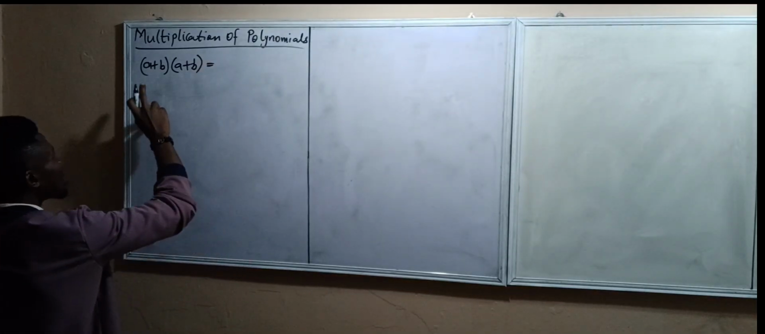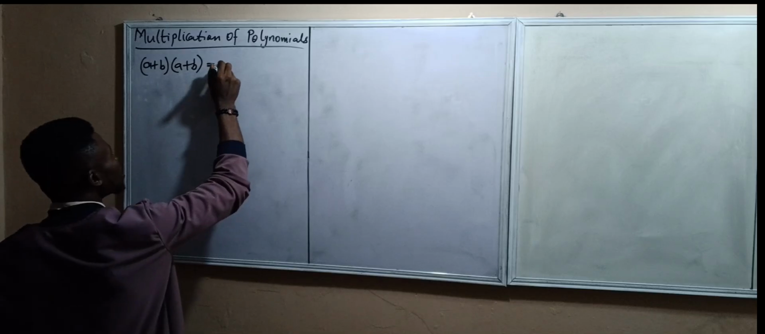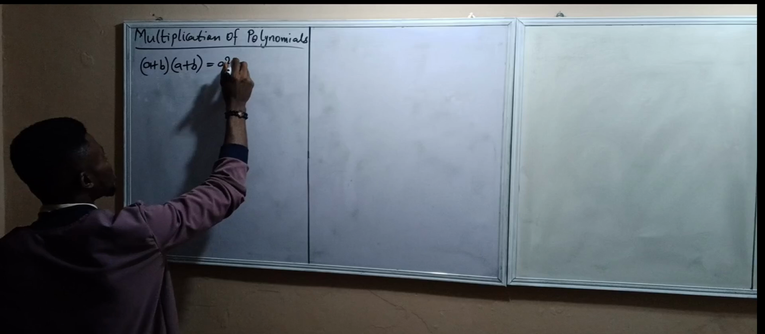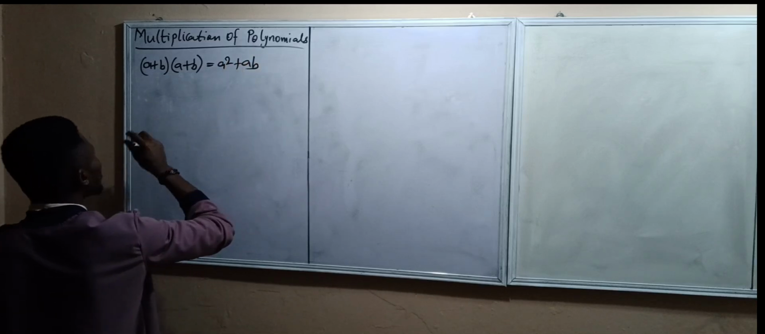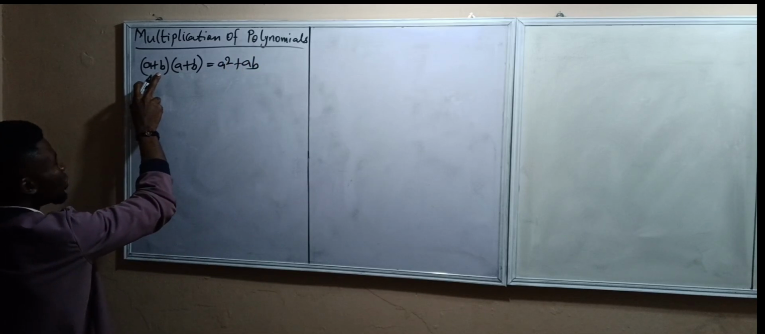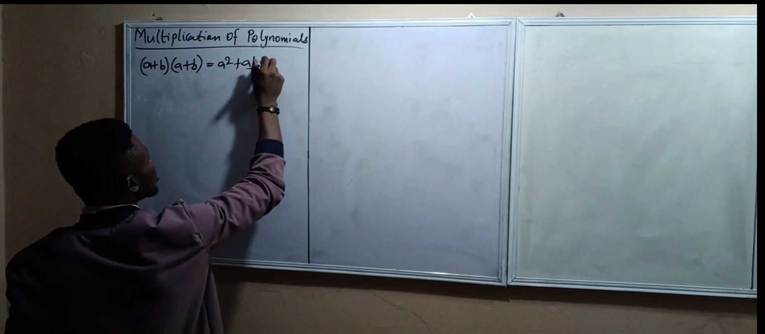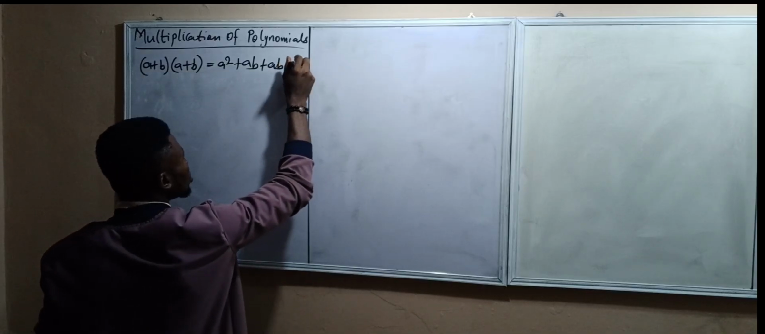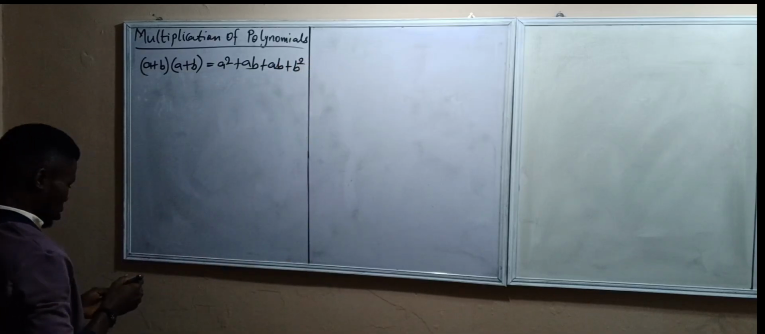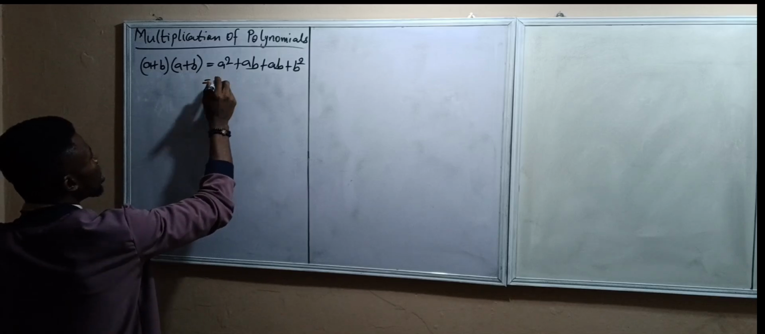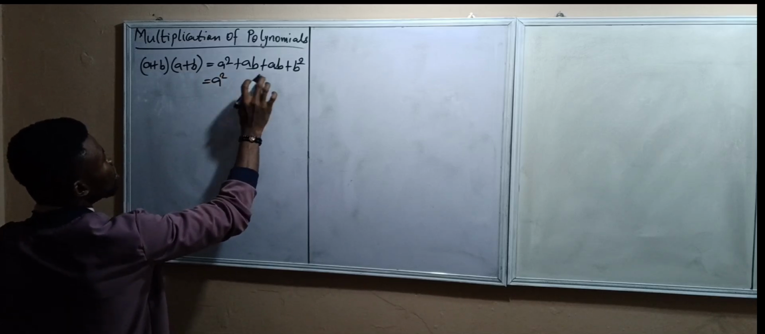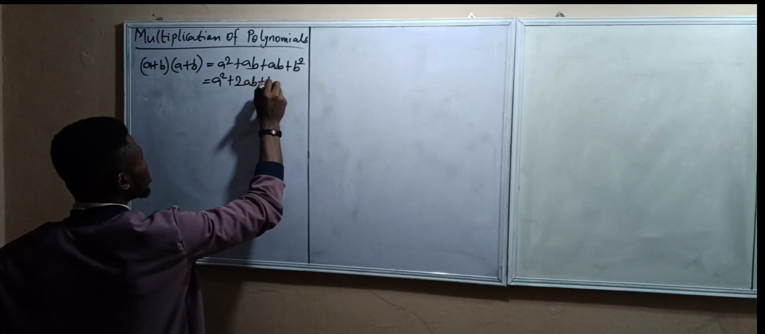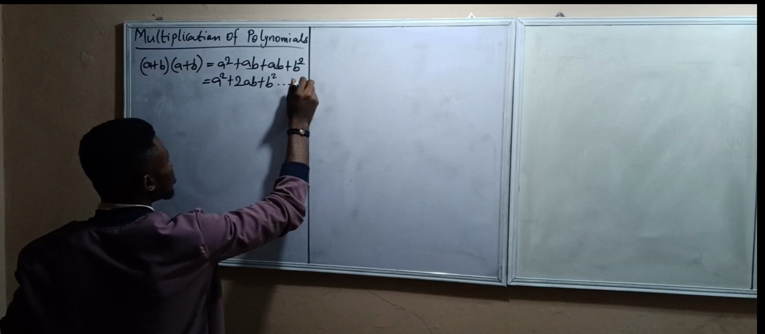This now is equal to, I said you use the first one, a times a is what? A squared. Now that same a times b, of course this is plus ab. Now come over to the second one. B times a is plus ab still, and then b times b is plus b squared. And this is still equal to a squared plus ab plus ab, that's plus 2ab, now plus b squared. Now let's note this equation.